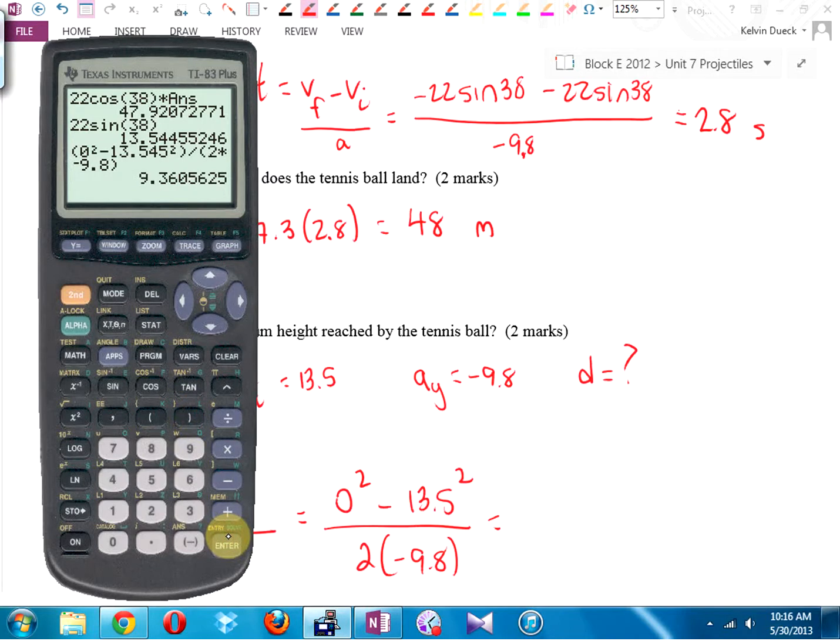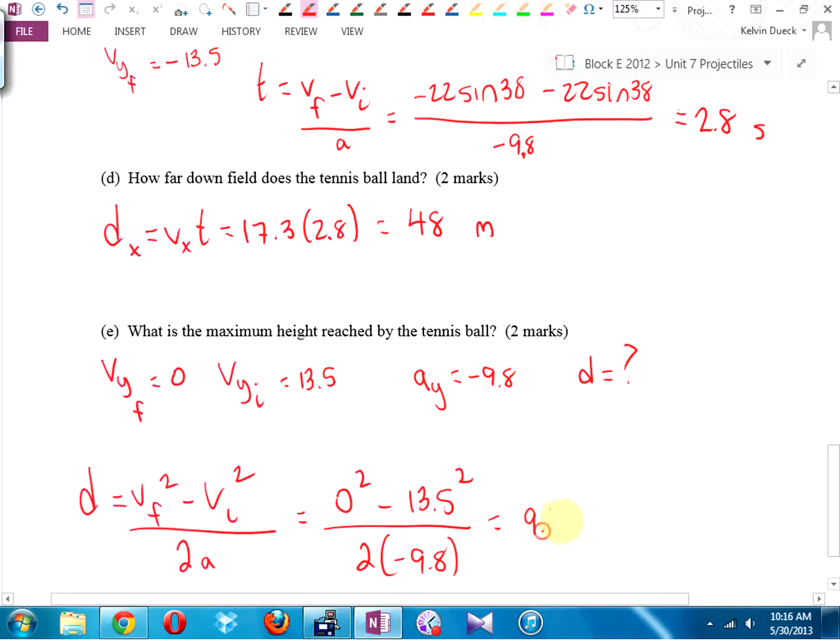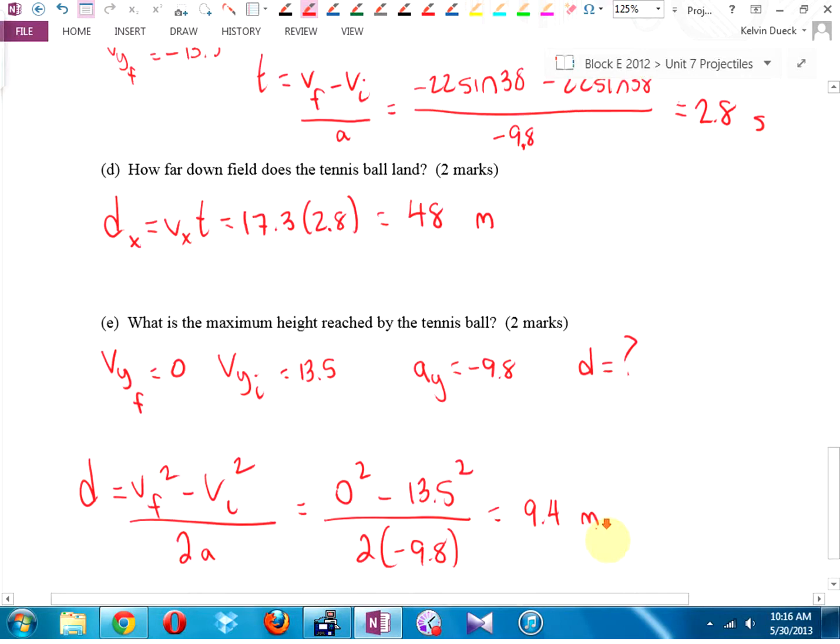Do you get 9.36, 9.4? Yeah? Maybe 9.3 if you use the 13.5, but... Meters? Yeah, thank you. Meters, because it's a range. Height, it's a height. Okay.